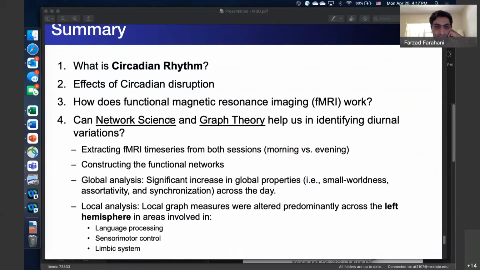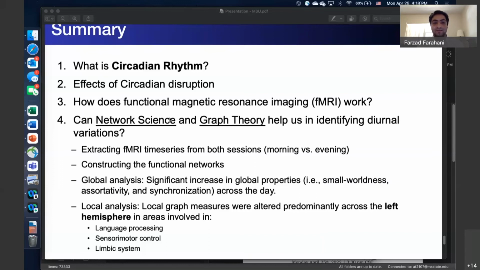Yeah, I can give you a short summary. Today I talk about what is circadian rhythm, the 24-hour fluctuation that exists for animals, humans, plants, and most of our living organisms. And the effect of circadian disruption, and how does fMRI, functional magnetic resonance imaging, work. That was based on the difference of oxygenation level. If part of the brain is activated, it needs more oxygen. Then we can grab that amount of difference using fMRI.